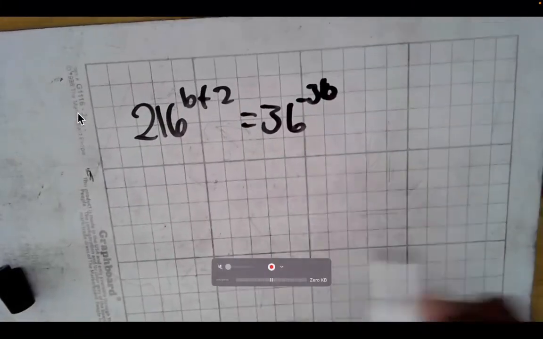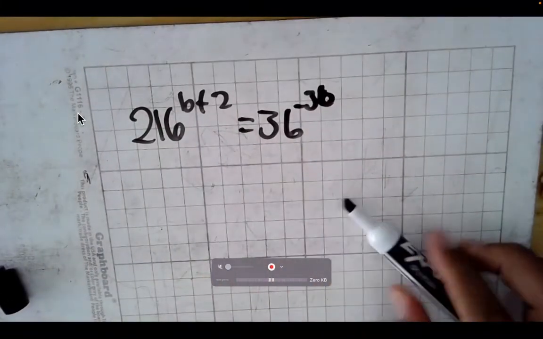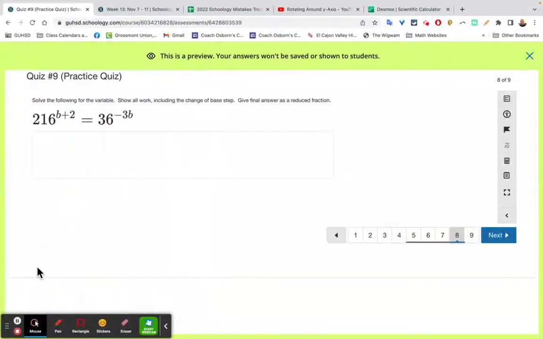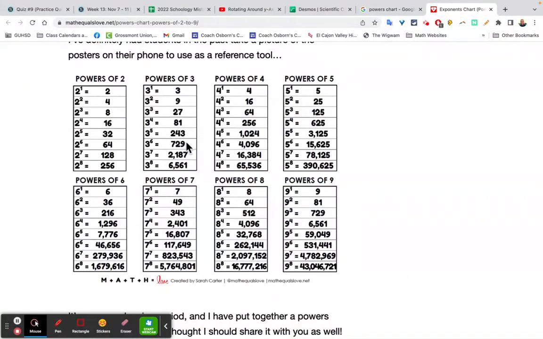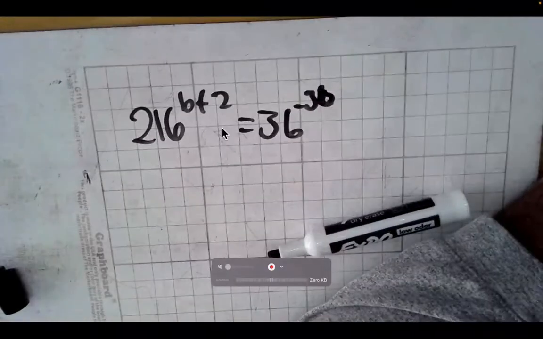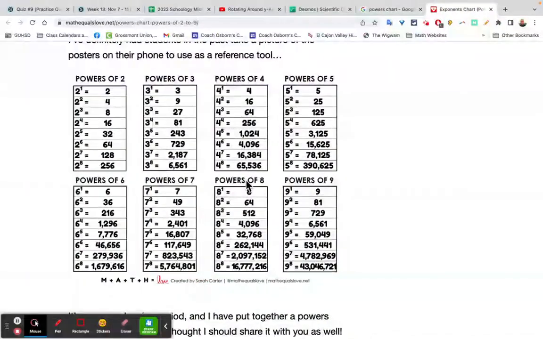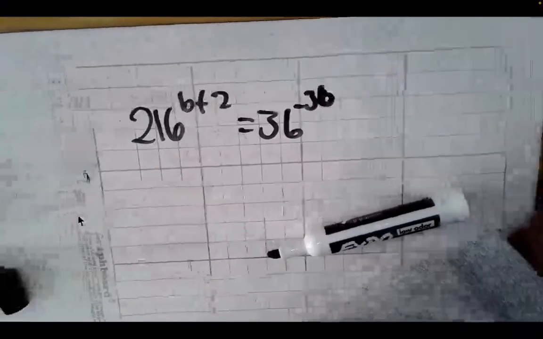Okay, so here I know that if I bring out the powers chart, and you have these charts in class and you can't Google them, basically I need to figure out what kind of power I can change these numbers into, this 216 and 36, to where they have the same base. I look around here, 36 can be turned into 6 squared. 216 can be turned into 6 cubed. So I'm going to use power of 6.